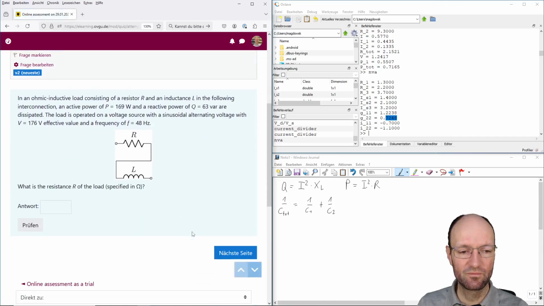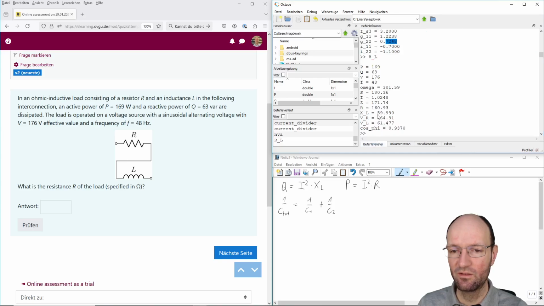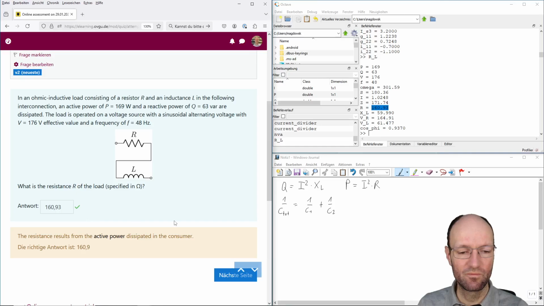Next question. What is the resistance of this load? I think this is also something that we had already calculated. 160.9. Okay.